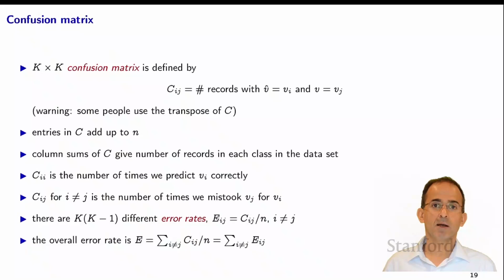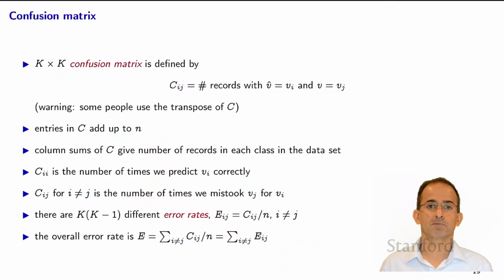So we have a k by k confusion matrix, and the ijth entry of the confusion matrix C is the number of data records where we predicted v hat was vi but actually the true v was vj. You should be aware that sometimes people transpose this, so they swap i and j, and of course that's just a convention.